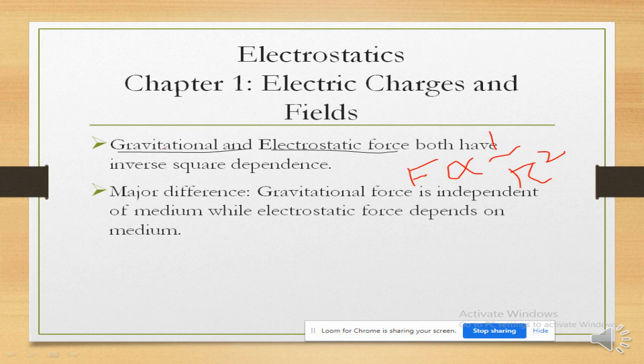One of the major differences between gravitational force and electrostatic force is that gravitational force is independent of medium, it does not depend upon medium, while electrostatic force depends heavily on medium. Take note of this point. This is important because there is a factor known as permittivity, denoted by epsilon naught, which will be used to explain the dependence of the magnitude of electrostatic force on the medium.